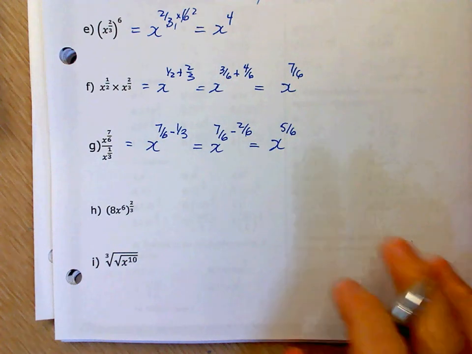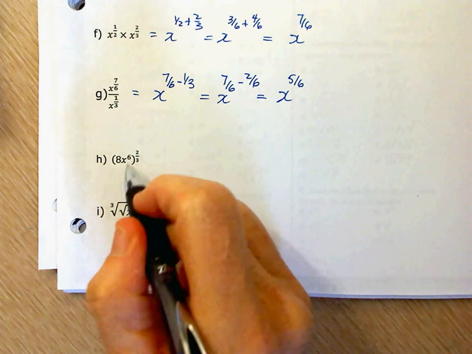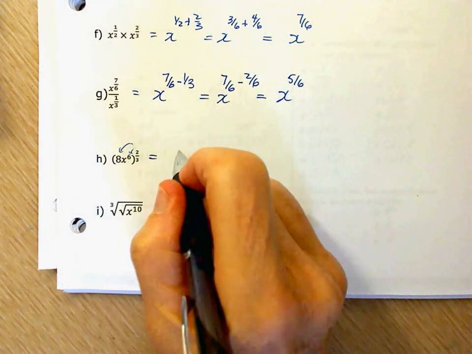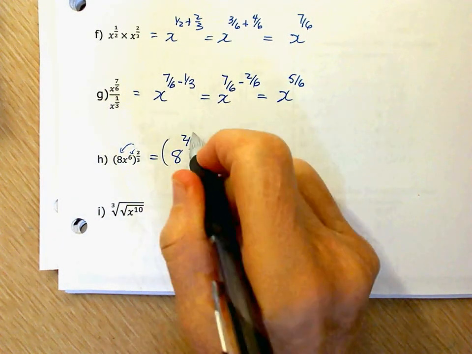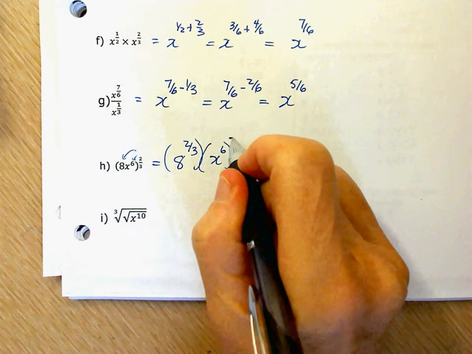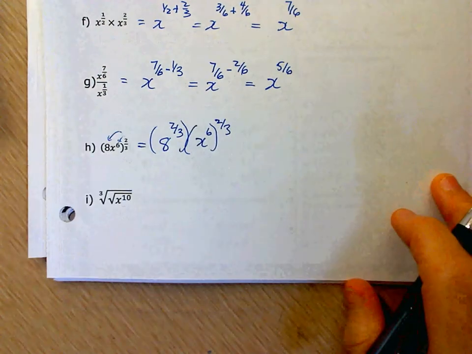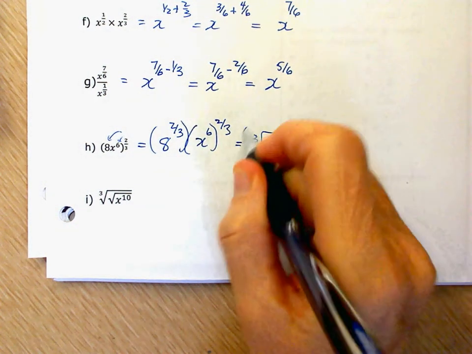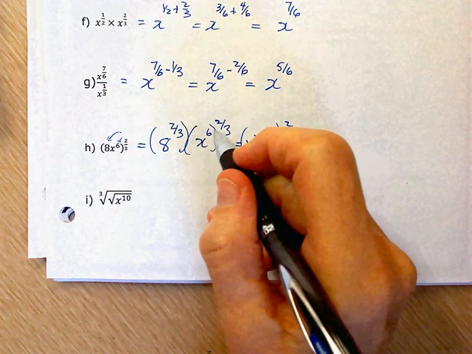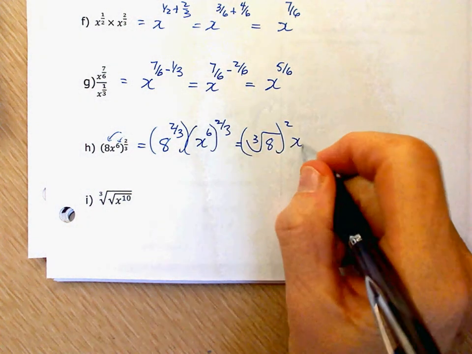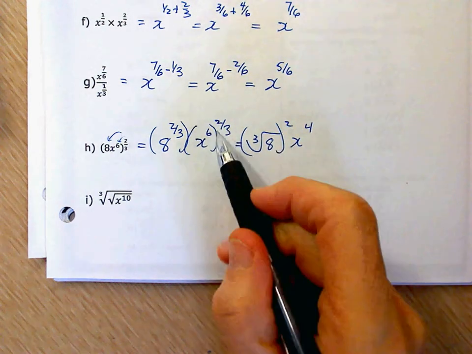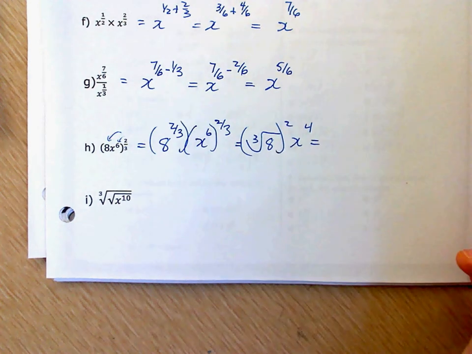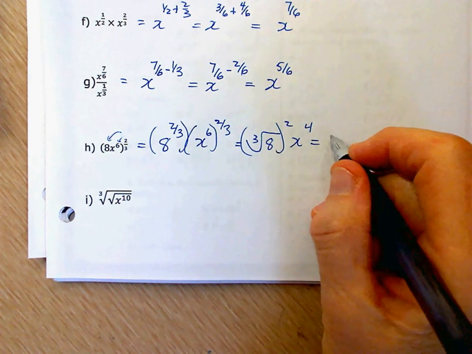So because of these brackets, the exponent applies to the 8 and to the x to the 6. So that equals 8 to the 2/3 times x to the 6 to the 2/3. So this is the same as the 3rd root of 8 all squared. And this is just x to the 12 over 3, that's x to the 4. 6 times 2 is 12, 12 divided by 3 is 4. What's the 3rd root of 8? Yeah, so 4x to the 4.